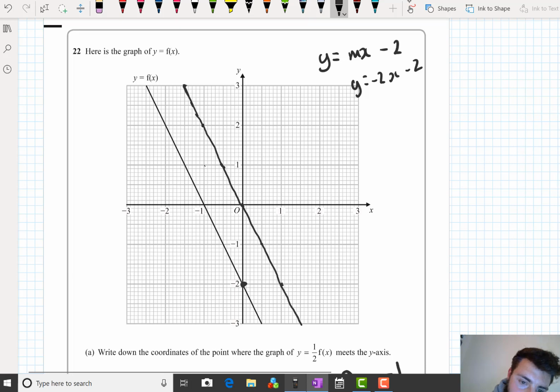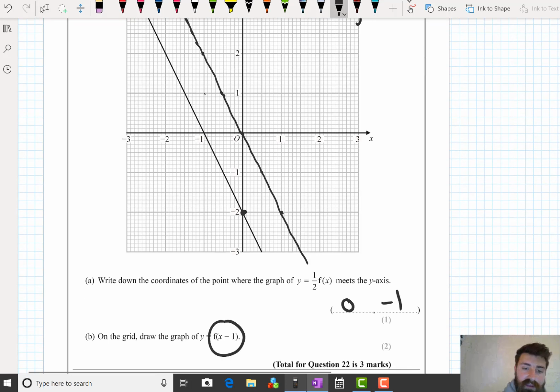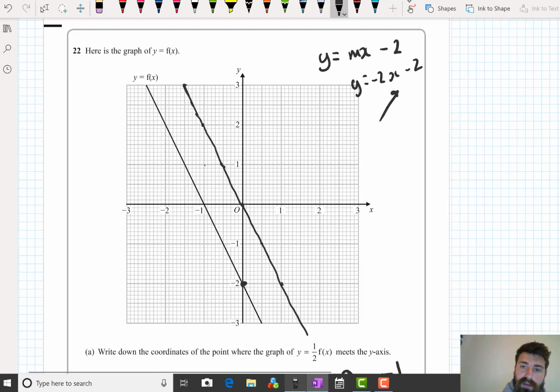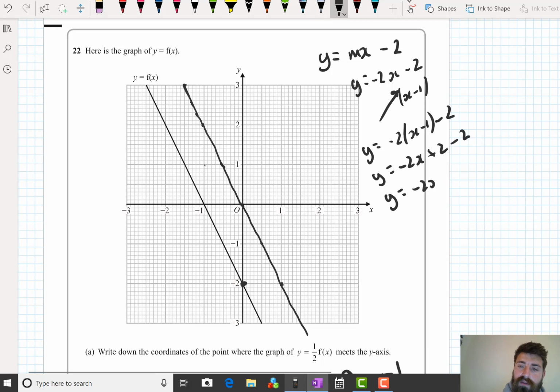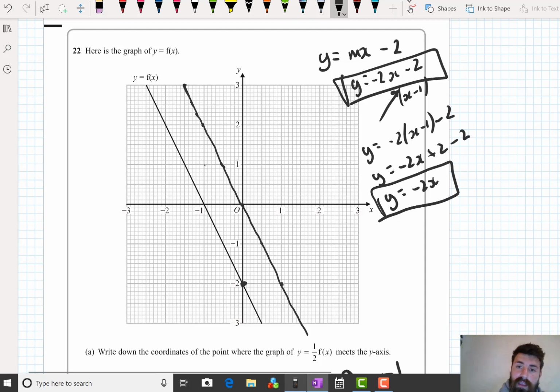Just to check this works though, we want to investigate what happens when y is x minus 1 rather than x, so substitute x minus 1 into here. y is equal to minus 2 times (x minus 1) minus 2. Expand that bracket: minus 2x plus 2, negative times a negative is positive, subtract 2. y equals minus 2x, and then positive 2 subtract 2, it's gone. You end up with y equals minus 2x. It's the same gradient as your original, so they're parallel. However, the intercept is not -2 anymore, it's at 0. So that's just a nice way to investigate that.